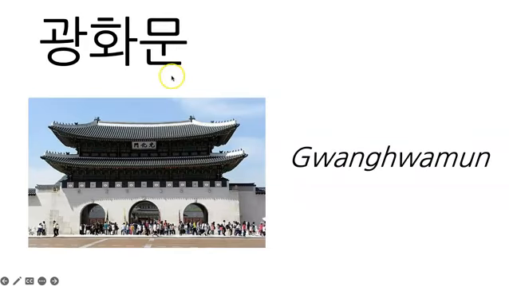광화문, 문 meaning door. So this is a 광화문, can be either door or gate. If you can read Chinese characters, then 광 meaning light, 화 meaning become, and 문 meaning door or gate. So that means enlightenment. That's 광화문. So 광화문 is located right in front of 경복 Palace.